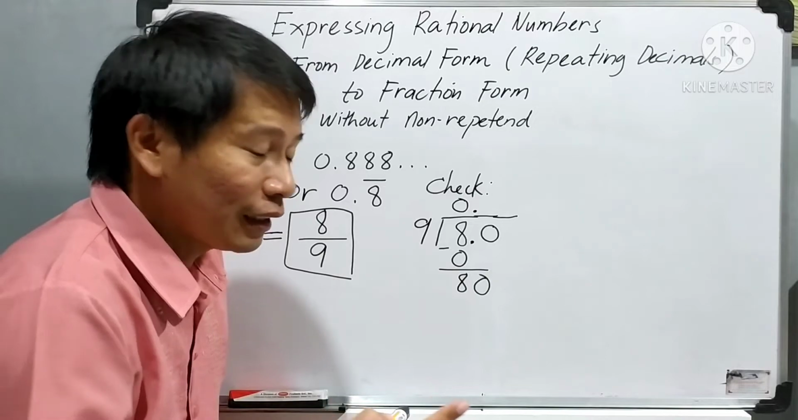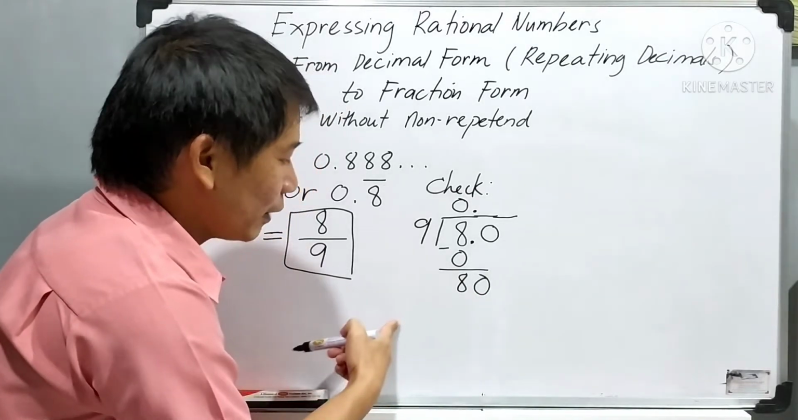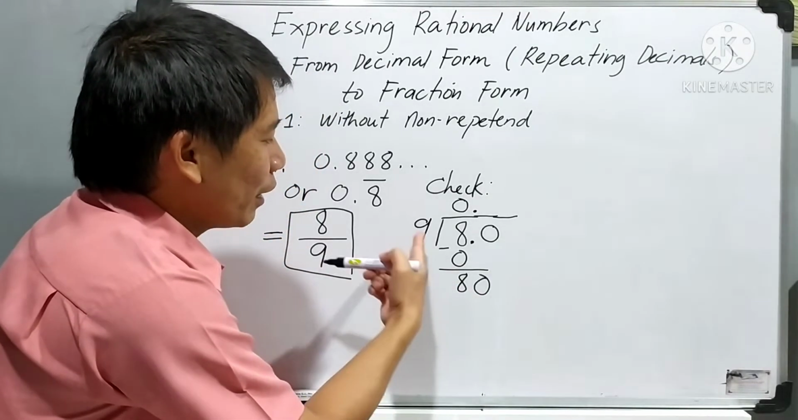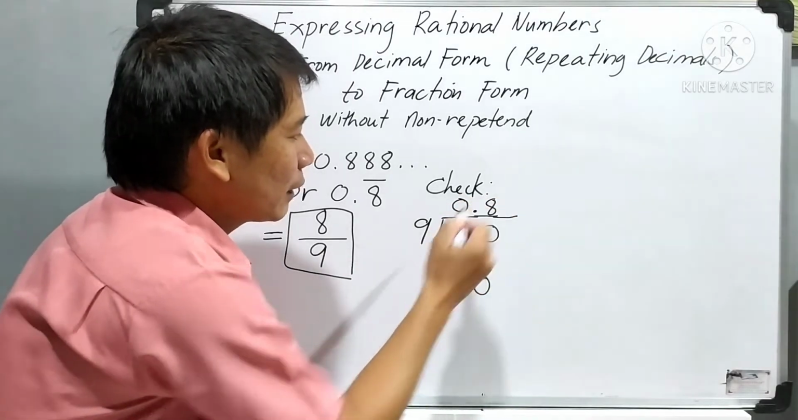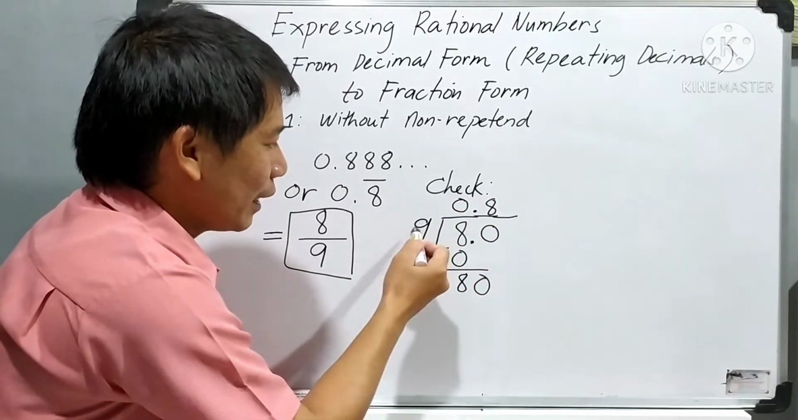So, ang new dividend ngayon natin is 80. So, divide it by 9. So, 80 divided by 9 is 8. Then, multiply. 8 times 9 is 72.